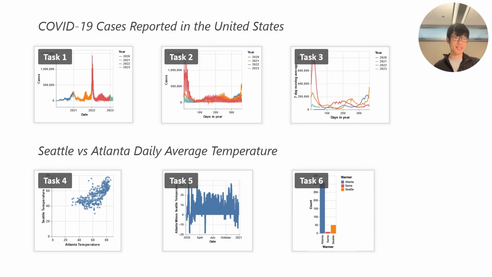Here are our 6 tasks, including 3 tasks related to the COVID-19 reports that show the trend by year and a smooth trend. Another data set is the Seattle and Atlanta temperature we showed earlier, including direct comparison of temperature, which required pivoting, showing the distribution of the temperature difference, as well as the number of days that is warmer as a histogram.